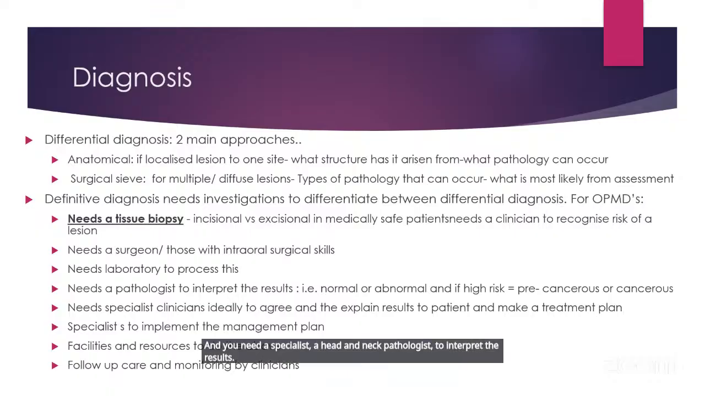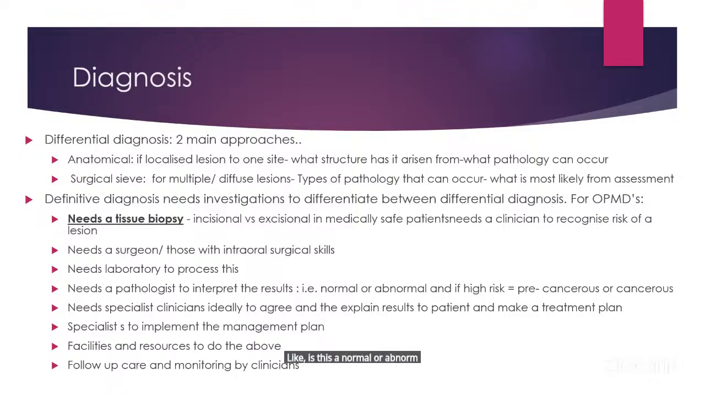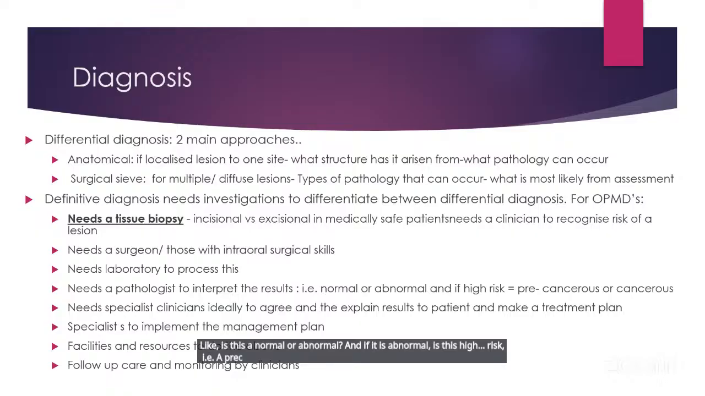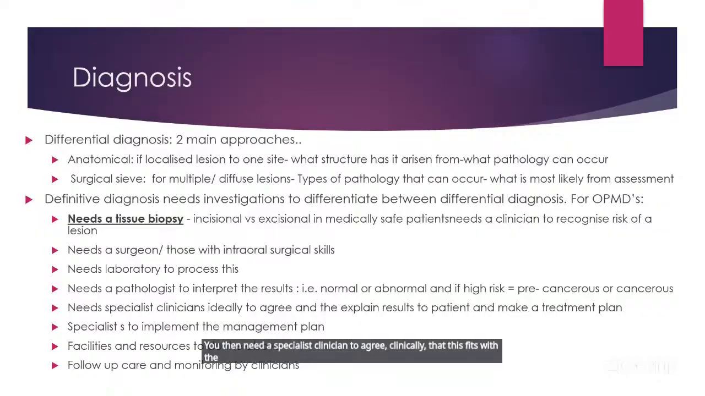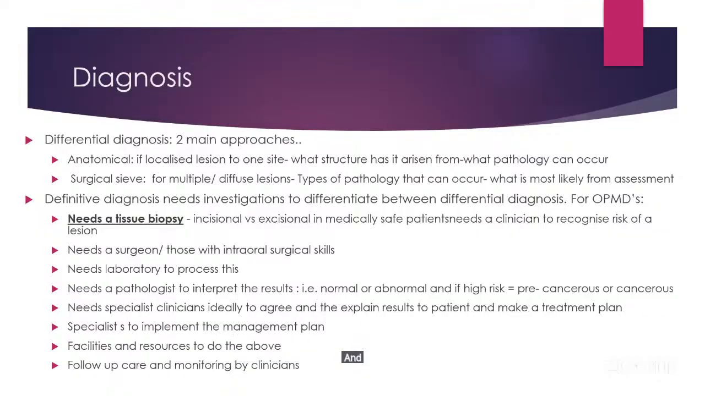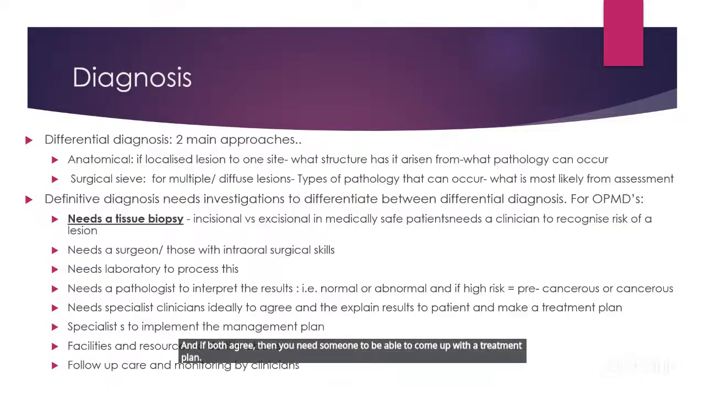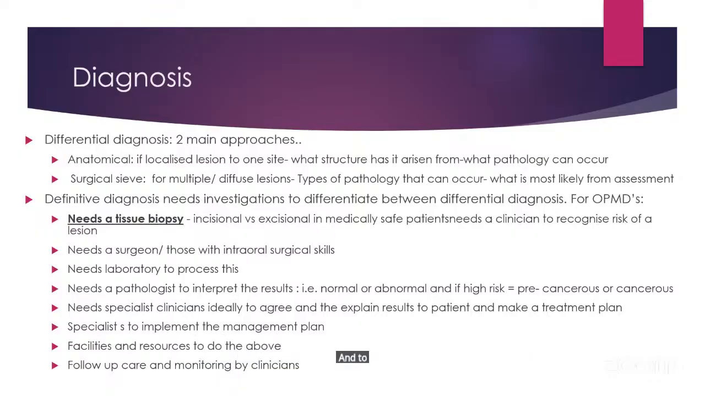Is this normal or abnormal? And if it is abnormal, is this high risk, i.e. a precancerous lesion, or actually is this a cancer? You then need a specialist clinician to agree clinically that this fits with the pathologist's interpretation. And if both agree, then we need someone to be able to come up with a treatment plan and to put that treatment plan in place to manage the lesion.